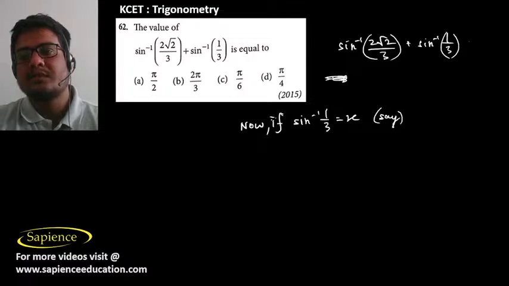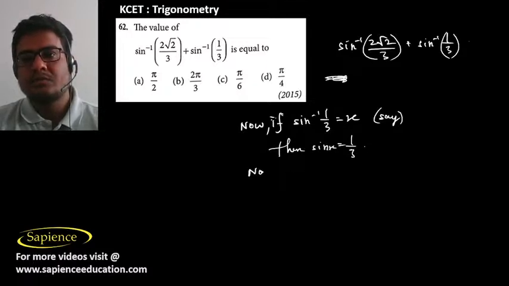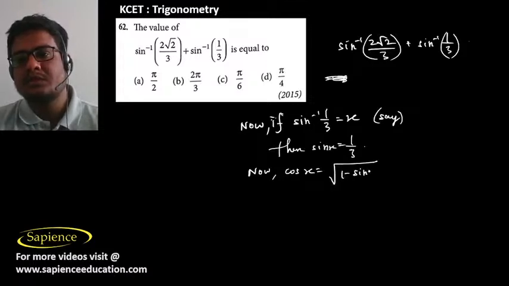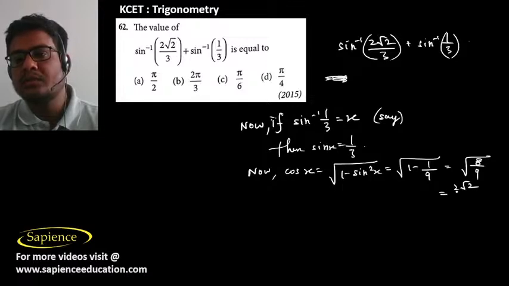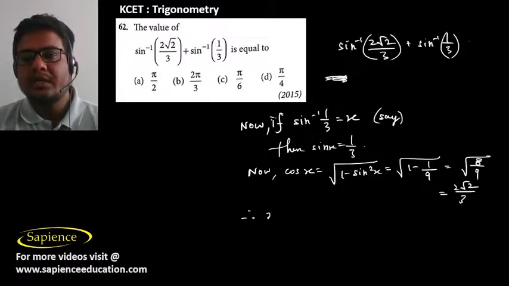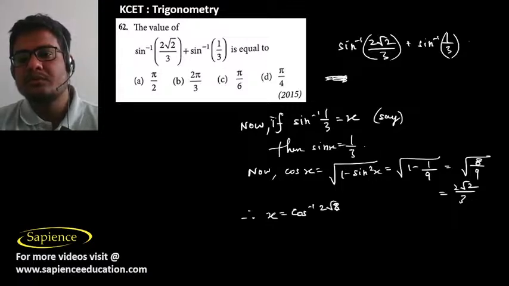then it means that sine x is equal to 1 by 3. Then cos x will be equal to square root of 1 minus sine square x, which is equal to square root of 1 minus 1 by 9, that is square root of 8 by 9, which is equal to 2 root 2 by 3. So therefore x can also be written as cos inverse of 2 root 2 by 3.